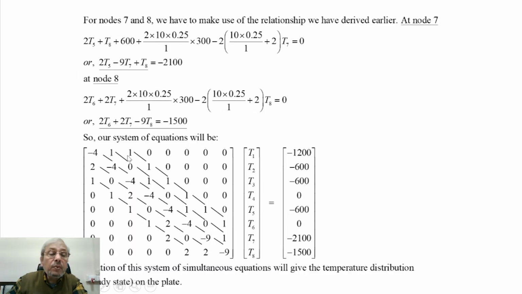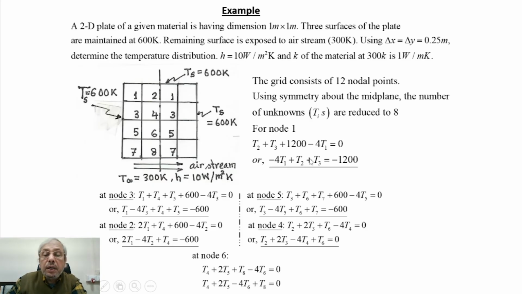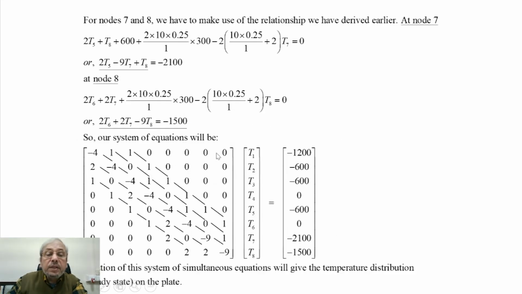So minus 4, 1, 1, 0, because in the equation for node 1, we do not have T4 to T8. So all are 0. And with this column vector, if we multiply the row, we'll get the original equation. Right hand side is 1200. So this way, row by row, we construct this Ax equal to B type of system.